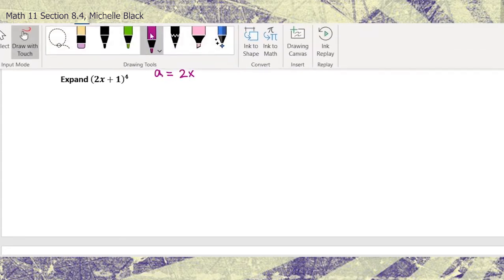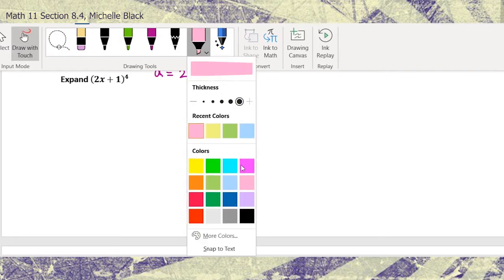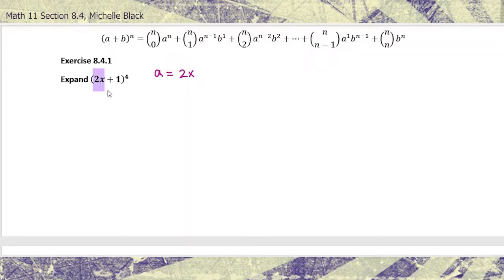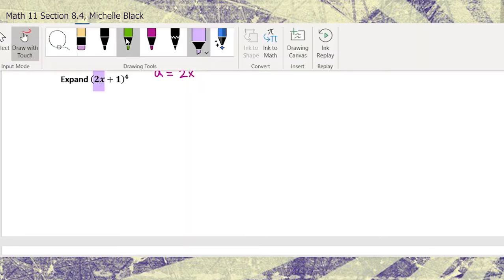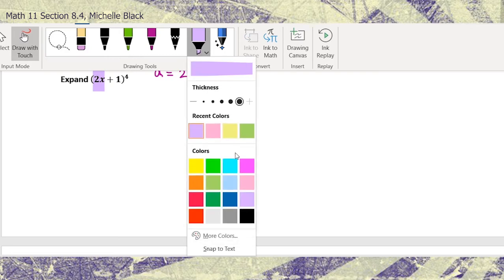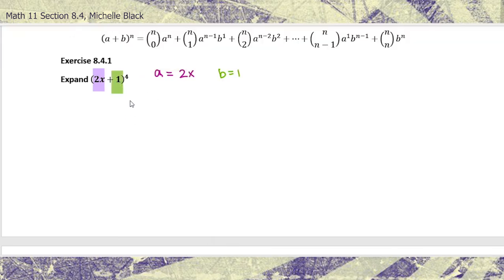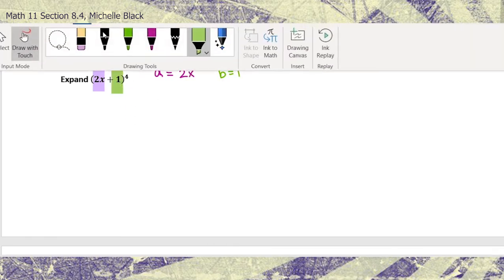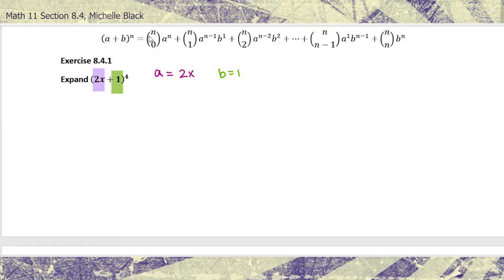Right, that's our first term. What we have right there. And our b is 1, or our second term. That's what we have here. So using this binomial theorem, we should have n choose 0. Well, our n is our power, which is 4. What we have here. Okay, so for us, n is 4.